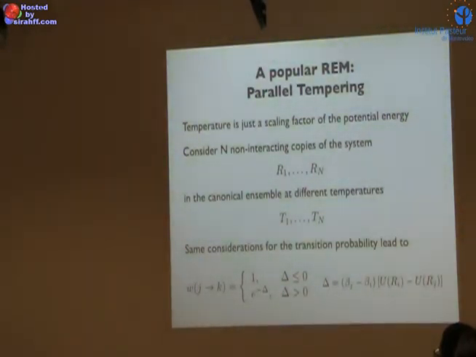So here, same potential energy function, but different temperatures. If you work out the relation for the transition probability, the acceptance of your exchange, in exactly the same way, you find this much shorter expression. It's just the difference in temperatures that appears there, and the difference in potential energy in the two configurations. So same thing that you have to do, no optimization of weights, just evaluation of differences of potential energy.